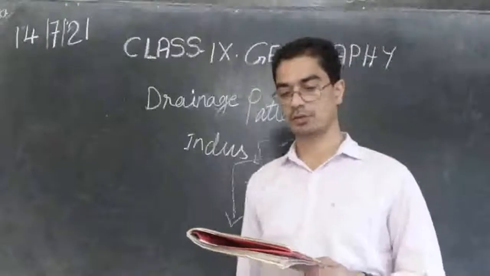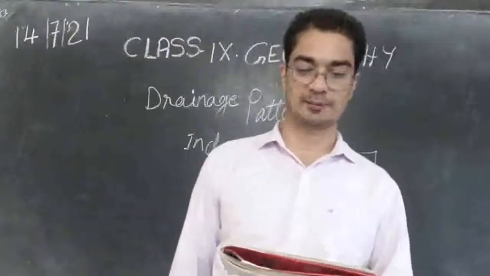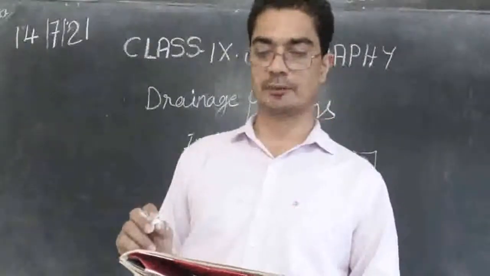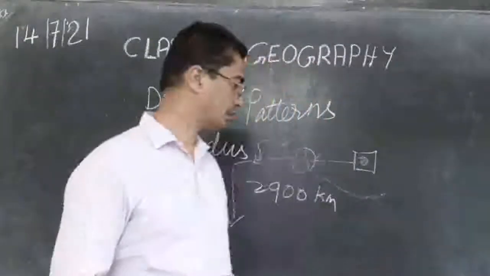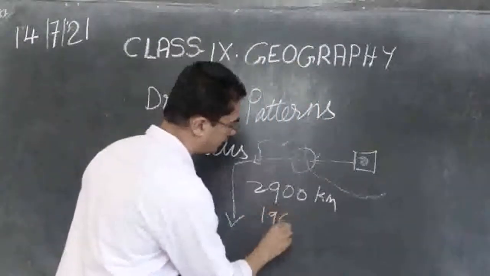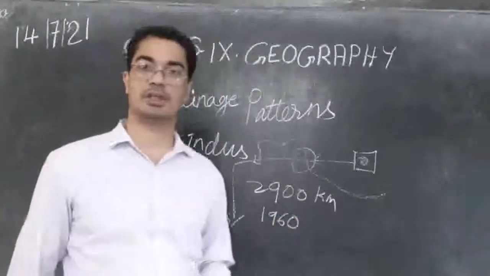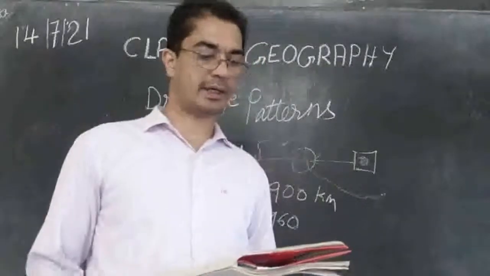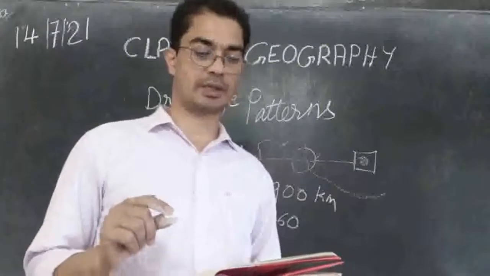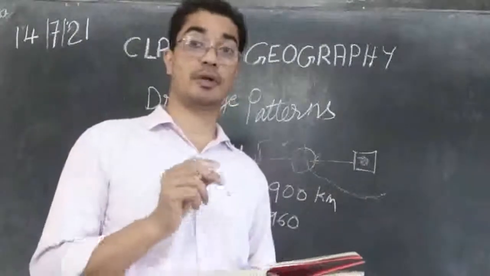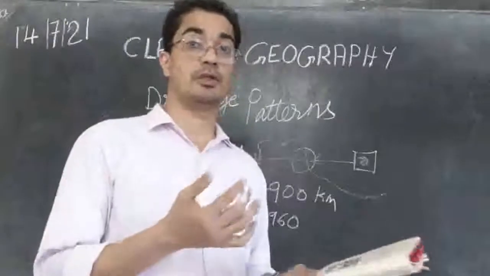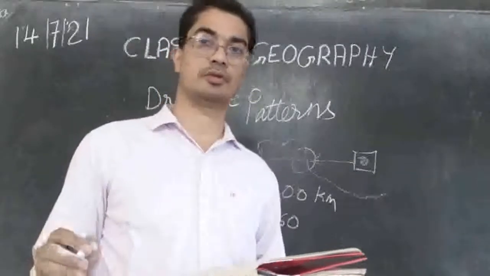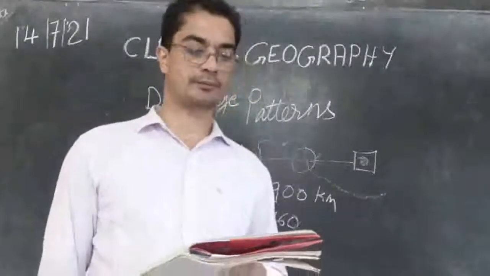So let's see a little general knowledge. According to the regulations of the Indus Water Treaty, in 1960 a water agreement was made between India and Pakistan. India can use only 20% of the total water carried by the Indus River system. So according to this agreement, India cannot use too much water. Only 20% of the water will be allowed for India. All the rest of the water will be for Pakistan.